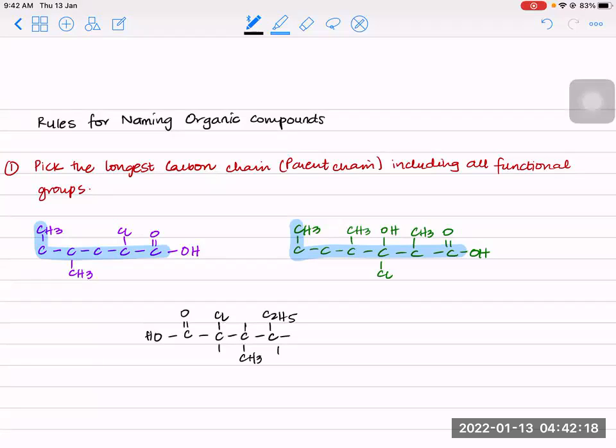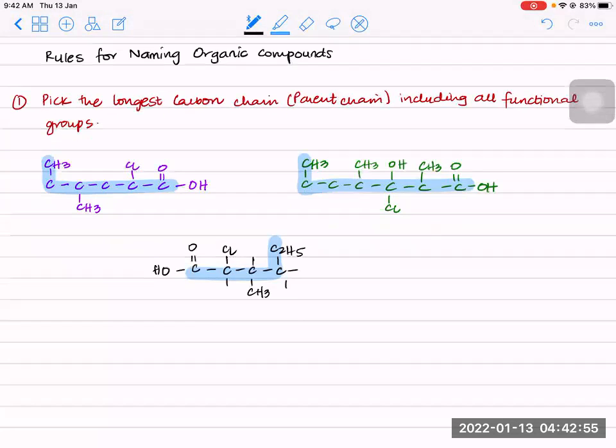All right. So let's see this. You have the longest carbon chain. So you have 1, 2, 3, 4. No, not this. 1, 2, 3, 4, 5, 6. Okay. 1, 2, 3, 4. No. We've already got one for 6. 1, 2, 3, 4. No. This becomes your longest carbon chain with 2 carbons here, 3, 4, 5, and 6. And you see it includes all the functional groups.